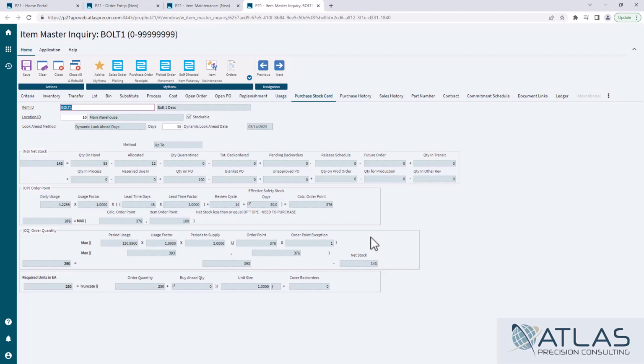Now, some of these for your business, you may never have numbers in those fields, but that's fine. It doesn't hurt anything. But again, it's important to know that this is one of the starting points when you're purchasing in P21. You gotta understand the net stock and how it affects min-max and up to. Again, I'm gonna cover those in other videos.